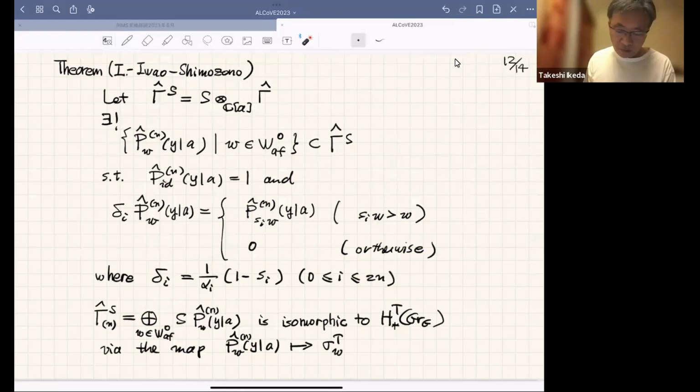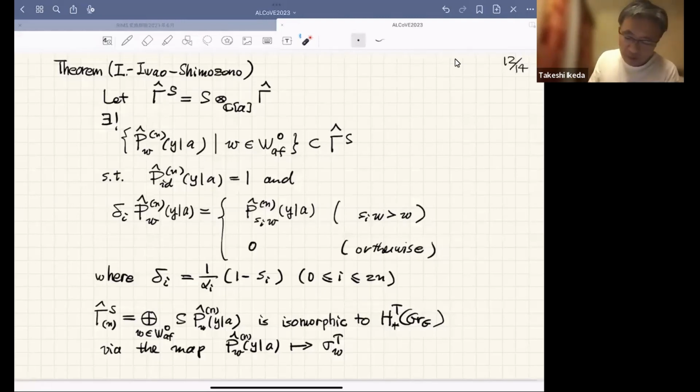So I put upper n to distinguish from the original P hat functions. This is a subset of our ring, and such that for the identity, this function is just 1. And we can introduce, maybe this is the main construction, the divided difference operators on this ring. Here we use the affine Weyl action in the previous slide, right? So our family of functions is just characterized by these recurrence relations.